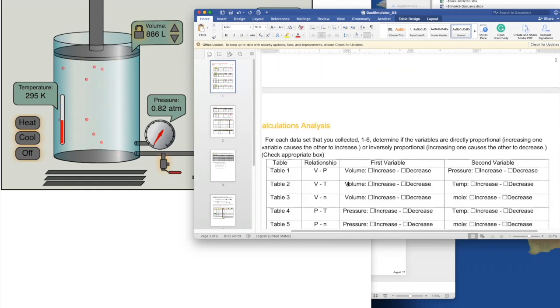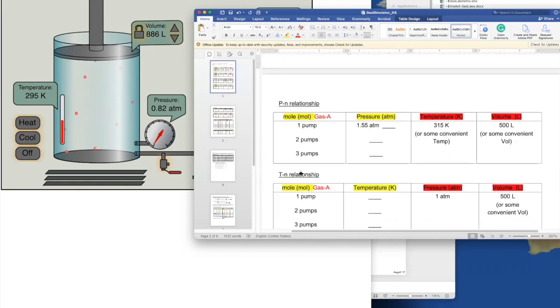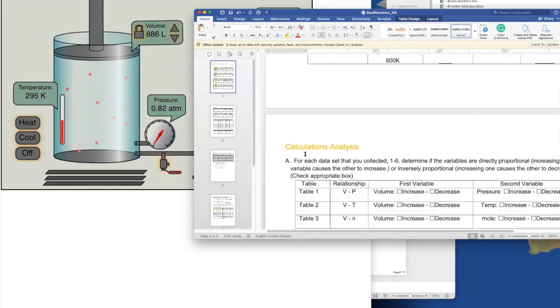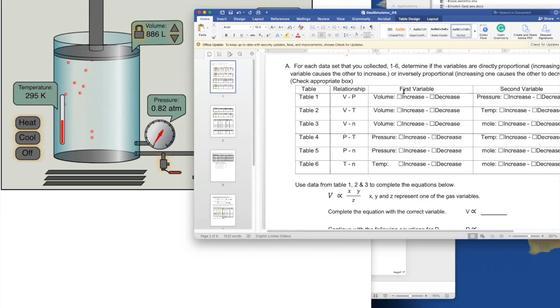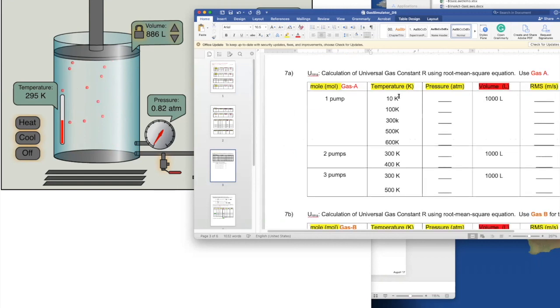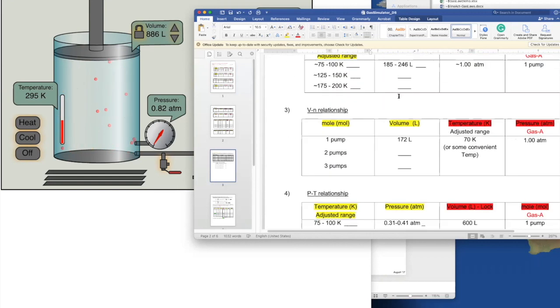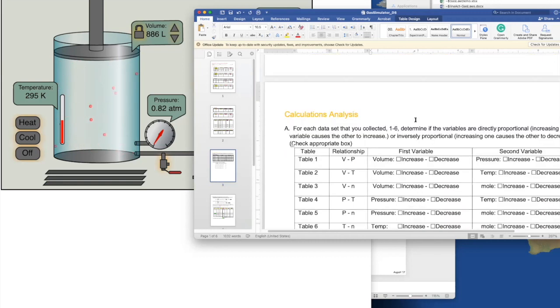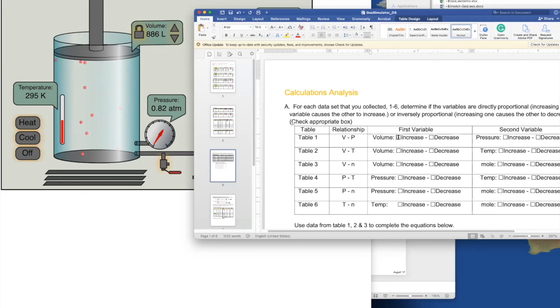This is the analysis. Okay, right here, table 1. Table 1 says right here, when you increase the volume, look what happens to the volume. Okay, when you increase the volume, it goes from 366 to 566 to 886. What happens to the pressure? So this question right here, when you increase the volume, that's what you're going to check mark.